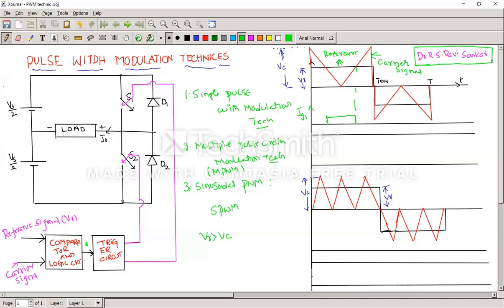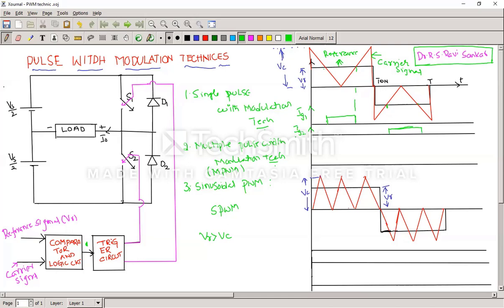Next, during the negative cycle, the output of the comparator is 1 from this instant to this instant. So this pulse is given to S2. Depending upon whether the input voltage is positive or negative, the pulses are generated by the logic circuit and fed to the base of the switches S1 as well as S2. So here we can call it the IG.